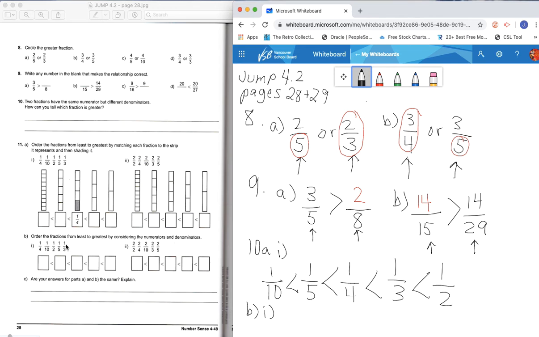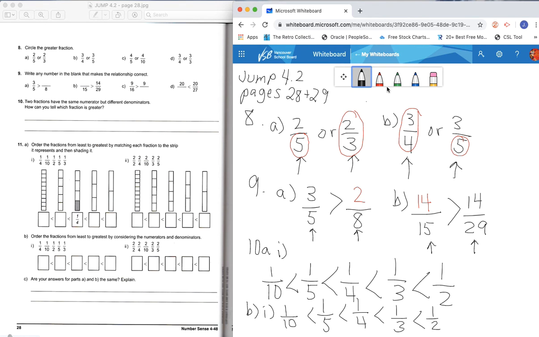All the numerators are the same, so you don't have to do anything there. So you're going to look at just the denominator, and we're going to start with the largest number. Remember, the largest number means it is the smallest fraction. So we're going to start with 1/10. What's the next biggest number? 5. So 1/5. Next one, a quarter, then a third, and then a half.